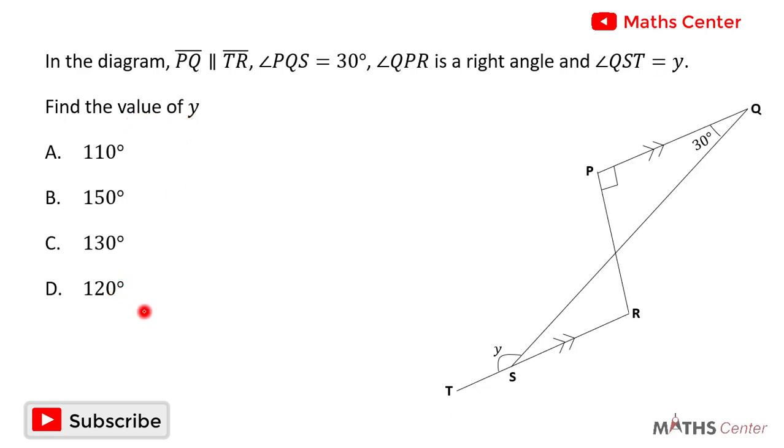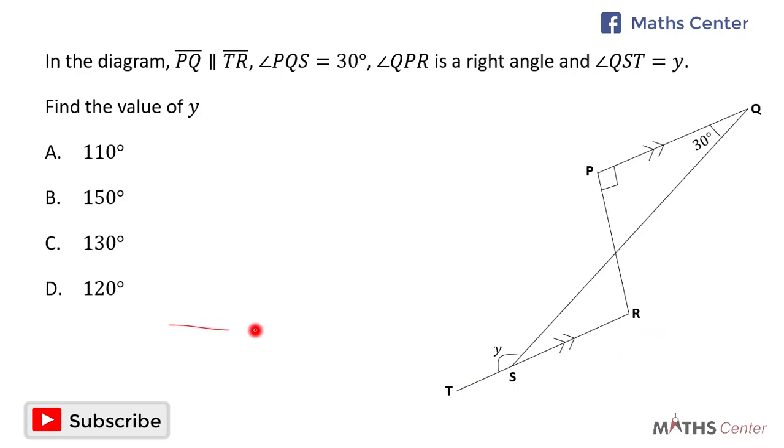This is a multiple choice question, and so we will solve the question, and after that we will pick the correct option. We are going to use the information found on this diagram to find the value of Y. The question tells us that the line PQ is parallel to the line TR.